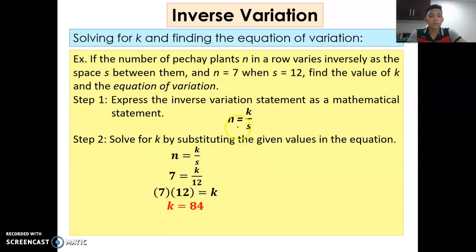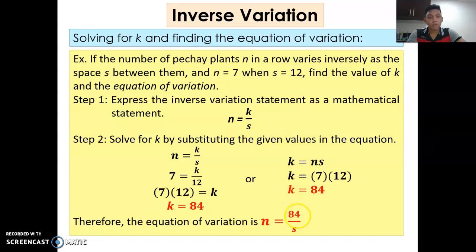And our equation of the variation, replacing k here, is n equal to 84 over s. There is another way of solving k also. k is equal to ns. You can just directly multiply them, which is also 84. Either way, you will come up with the same answer.